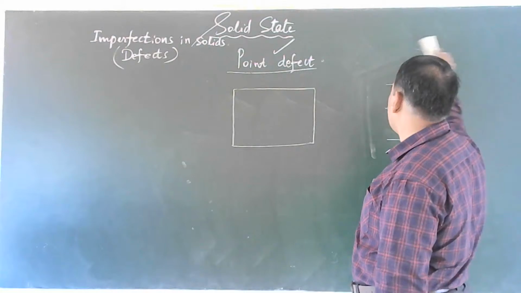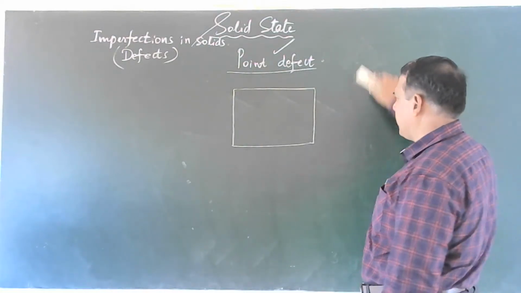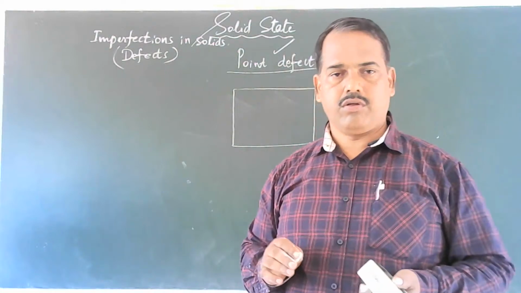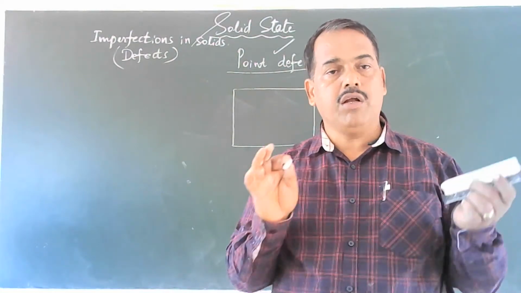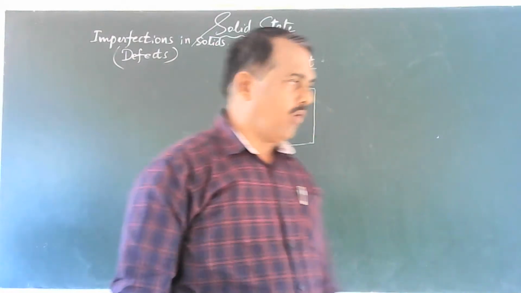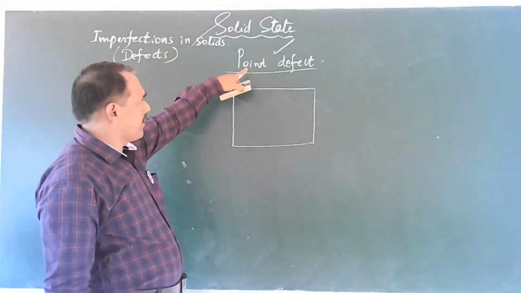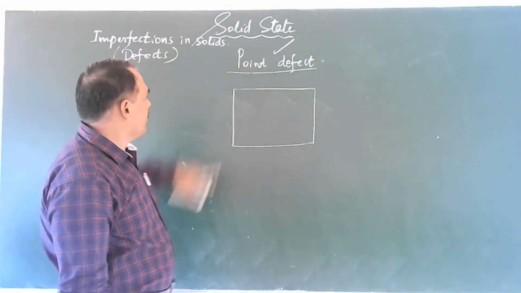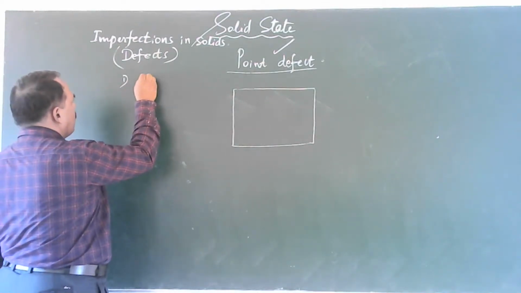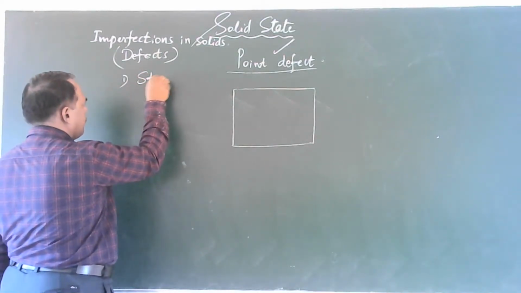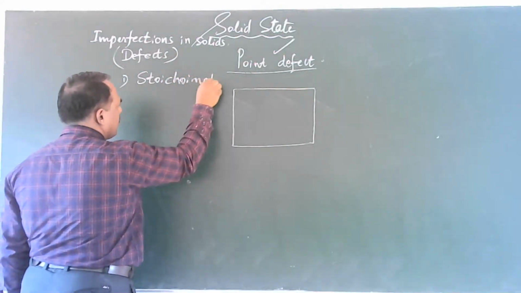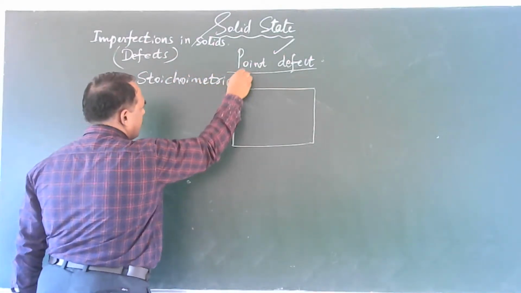We should study what are the different types of point defects. Are you clear? That is nothing but imperfections in solids. We shall study the different types of imperfections in solids. See, in point defect, we have, first one, stoichiometric defect.